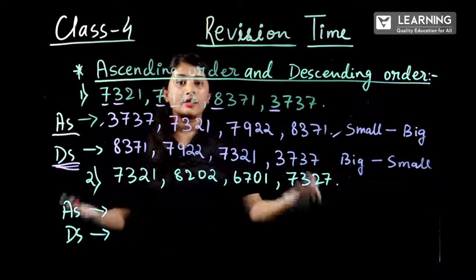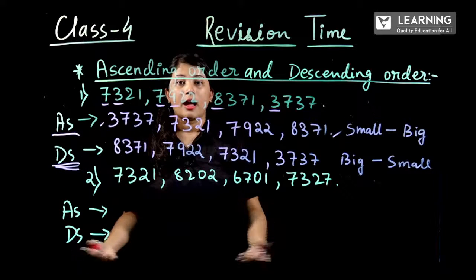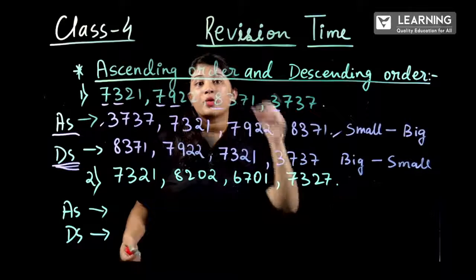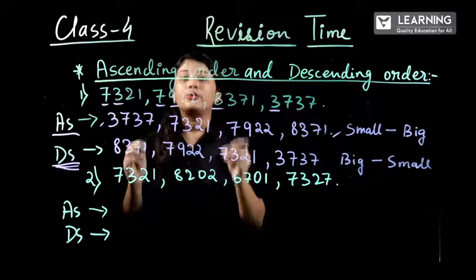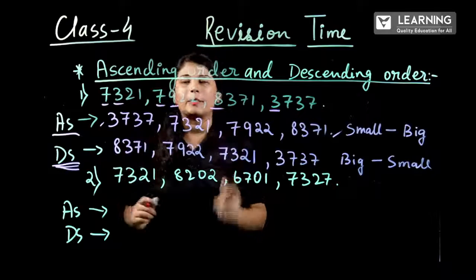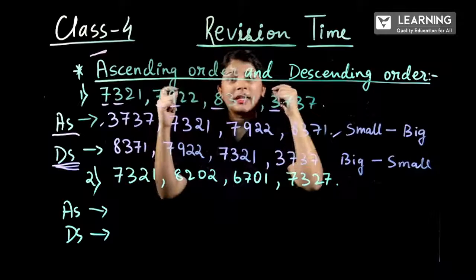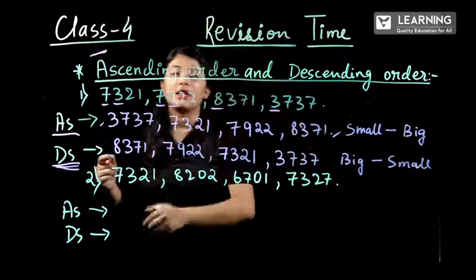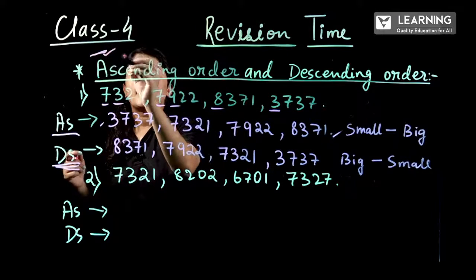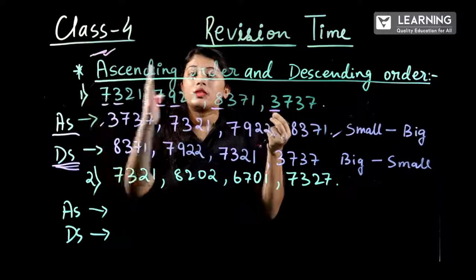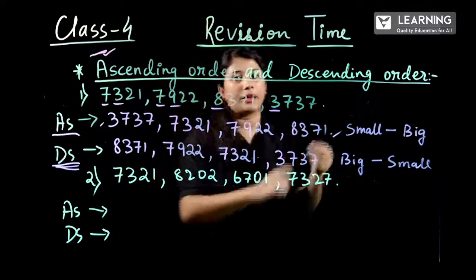Suppose ascending order and descending order you have forgotten. Pick out that ascending order starts from small to big. Why? You have to focus on that trick. A is the first alphabet. So remember, A is the first alphabet, which is first, and then ascending. You just keep in your mind, and then we will start ascending from small to big.